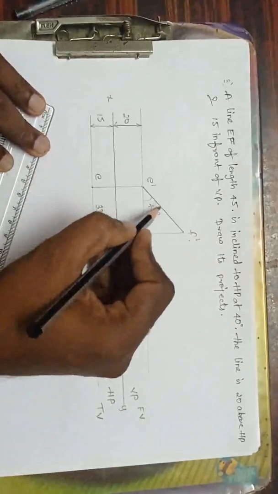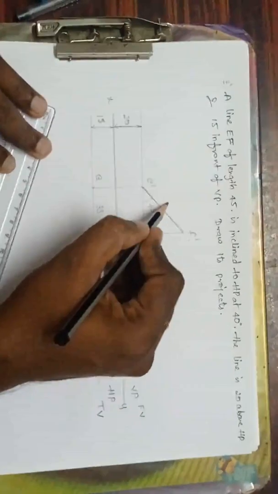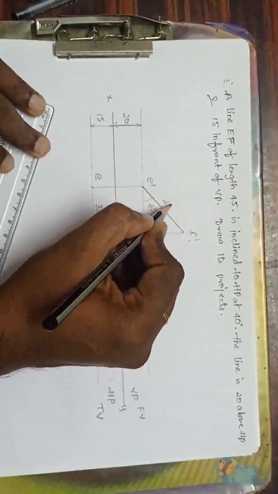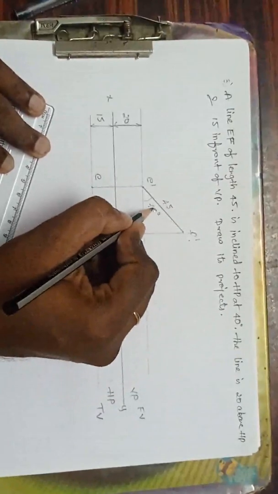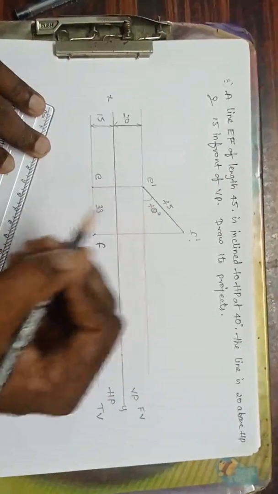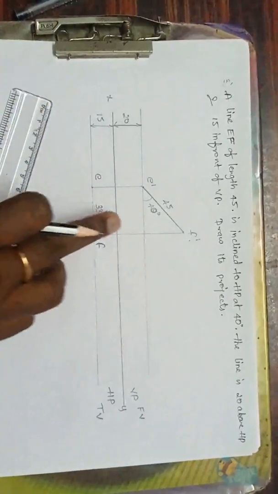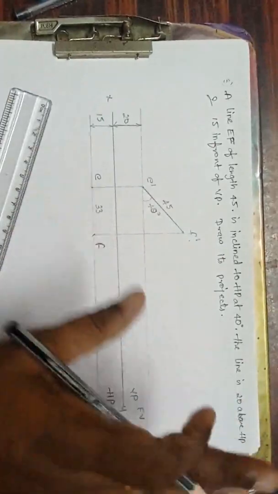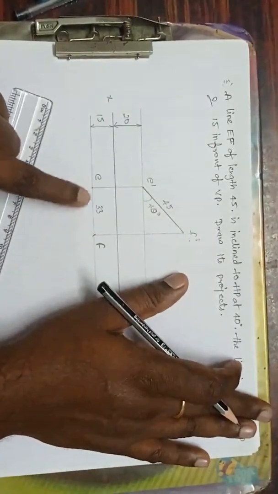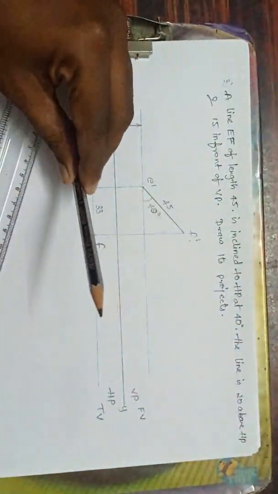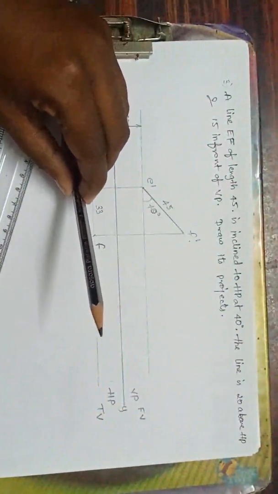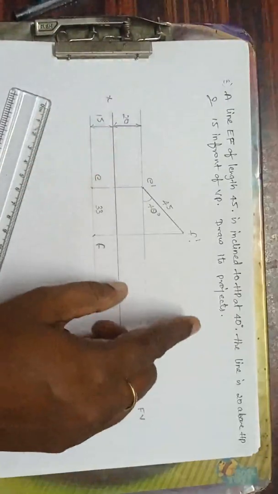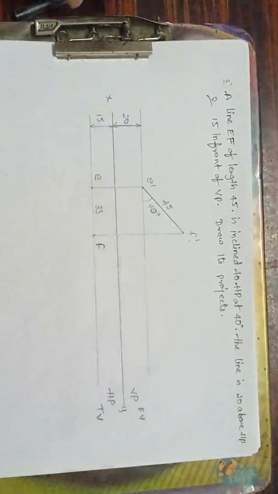This depends upon the original length of the line, that is 45. Sorry, this angle is 40 degrees. This angle is 40 degrees and length is 45. Make a small correction. Now the imaginary length is 33 mm from the top. Right, let us come to the next question.